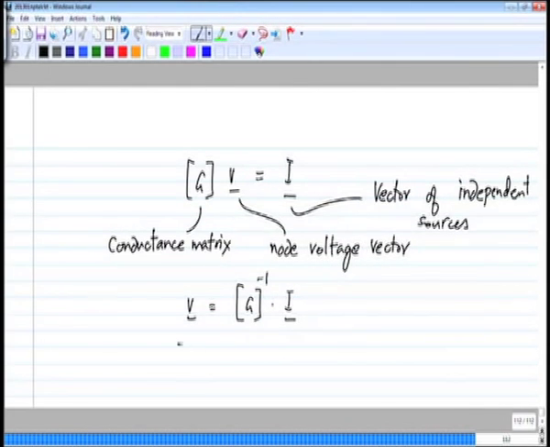And to solve for this, we have to invert the matrix and multiply by the independent sources. Right now I will not worry about solving this. We will see examples of this later, but there are ways to invert the matrix. If it's a 2x2 matrix or a 3x3 matrix, you can do it by hand. Beyond that, you usually do it using a computer. But the point here is, there is a systematic method of calculating all the node voltages. You first set up all the node equations, and then there is a procedure whereby you will get all of the node voltages.